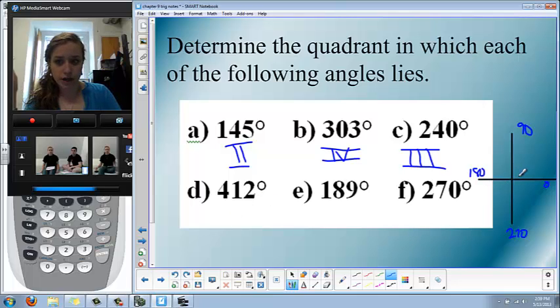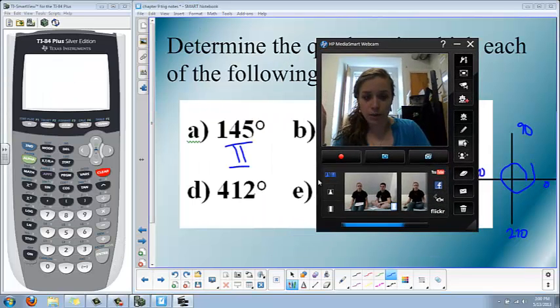412 degrees. Well, wait a second. Hold on. 412. That means that we went all the way around 360 degrees, and then we kept going. How far do you think we kept going? Well, how would we figure that out? If we know that we went once all the way around, that's 360 degrees. Let's figure out how much further we had to go after that.